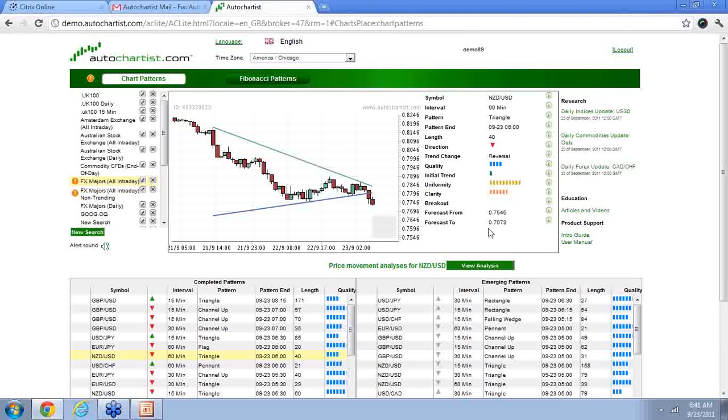So finally we get down to the forecast zone, and the forecast zone is a mathematical algorithm that gives you a suggestion of where the market can go based on the previous pattern. And you can use this in combination with other tools that AutoChartist has, and we'll get to that in a second after this question here. Okay, we have a next question. It's a true or false question.